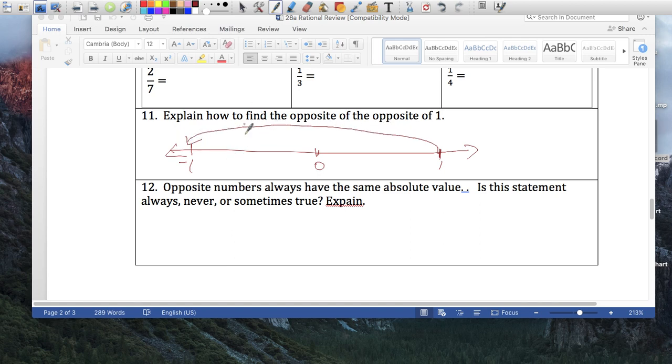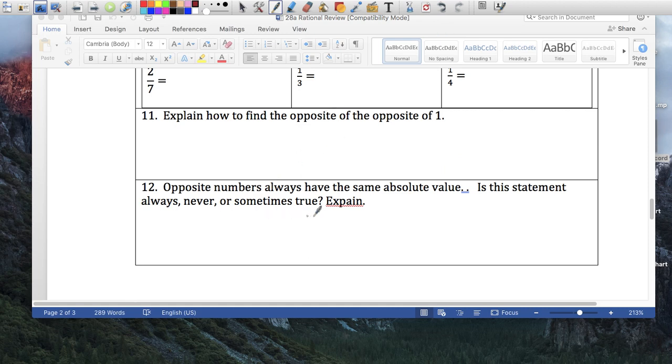And then you're asked to take the opposite of that, right? Because you're taking the opposite of the opposite. So from negative 1, you go back to 1, because the opposite of negative 1 is 1. So the opposite of the opposite of 1 is 1. Okay, make sure you either use a diagram like this or you're able to explain using words.